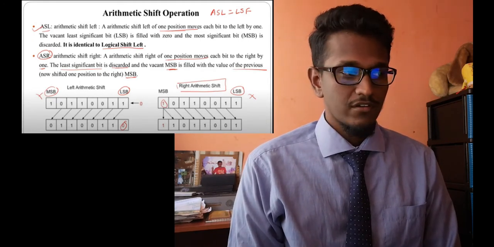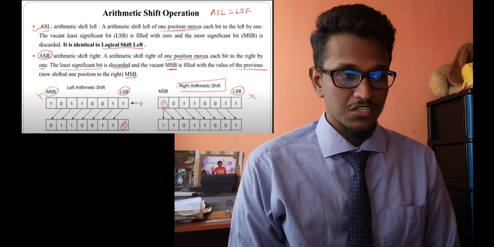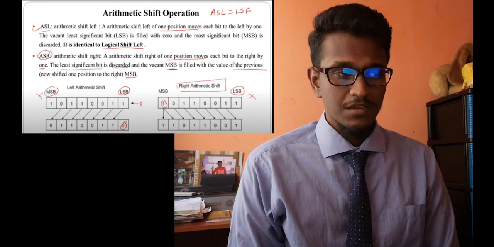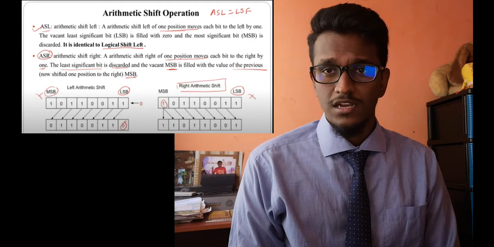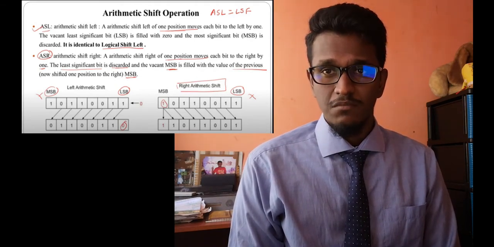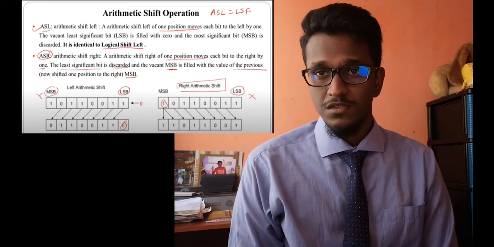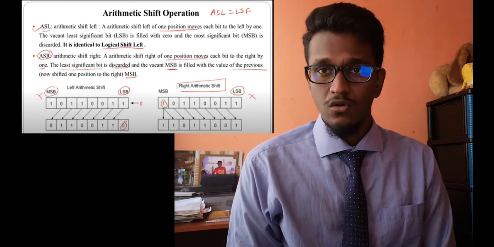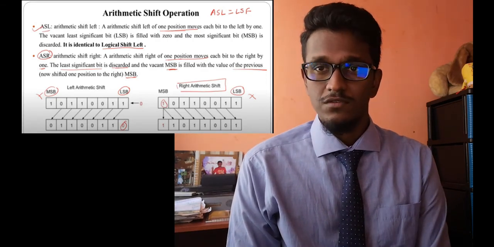When we look at arithmetic shift right, arithmetic shift right of one position moves each bit to the right by 1. Here the LSB bit is discarded and all the bits are shifted one position to the right. The MSB will be empty and will be filled with the previous MSB bit. So let's say the MSB is 1, then the vacated bits will be filled with 1. If the MSB is 0, then they will be filled with 0.